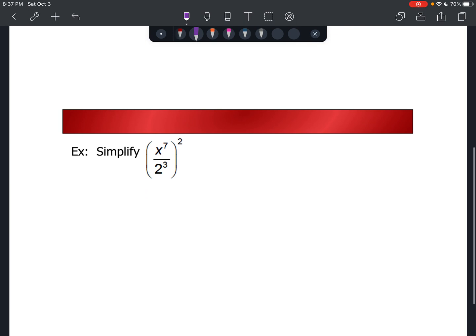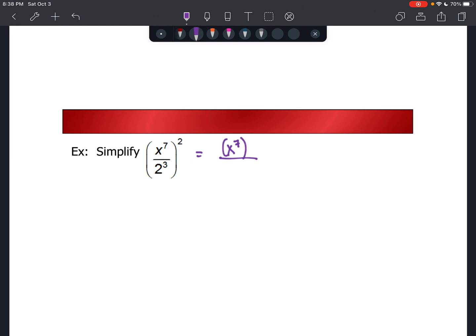Here's another one. I'll do this one as an example. X to the 7th over 2 cubed, all to the 2nd power. Now you may not need this. You may say, I don't need you to do this one. So go ahead and give it a try. Press pause. And I'll come back. And I am back.